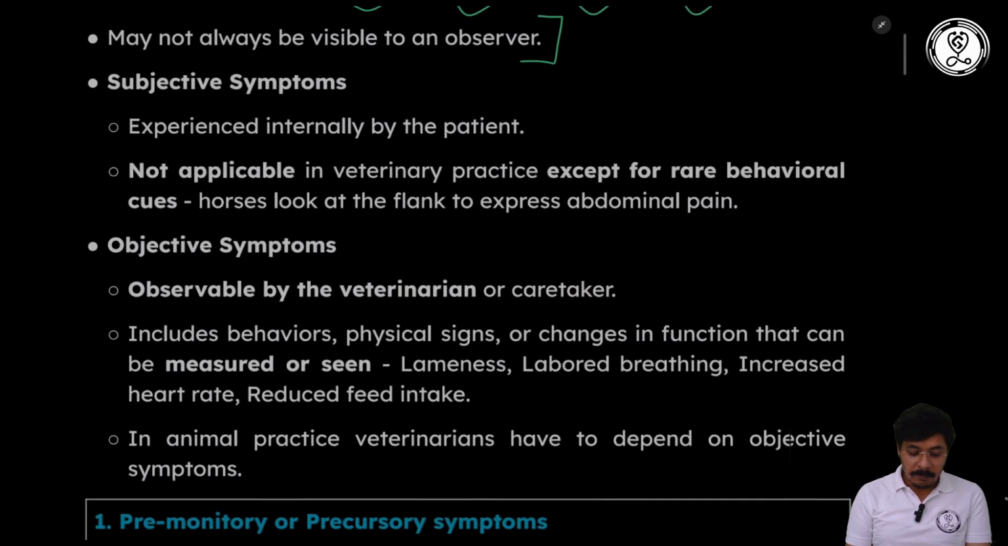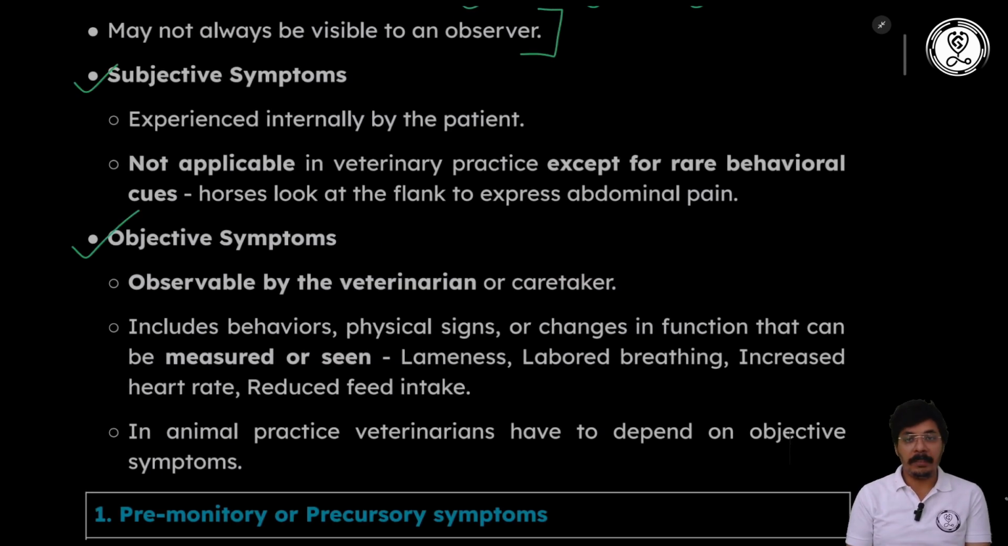Now, there are two types of symptoms. The first one is subjective and the second is objective symptoms. Whenever symptoms like pain, fatigue, etc. are experienced by the animal internally, they are not applicable in veterinary practice except for rare behavioral cues. For example, the horse looks at the flank to express abdominal pain. So basically, the first type of symptom is subjective. It is a type of symptom which is not experienced by the animal externally. It means it will always be internal. This is a very important point, that subjective symptoms are always internal.